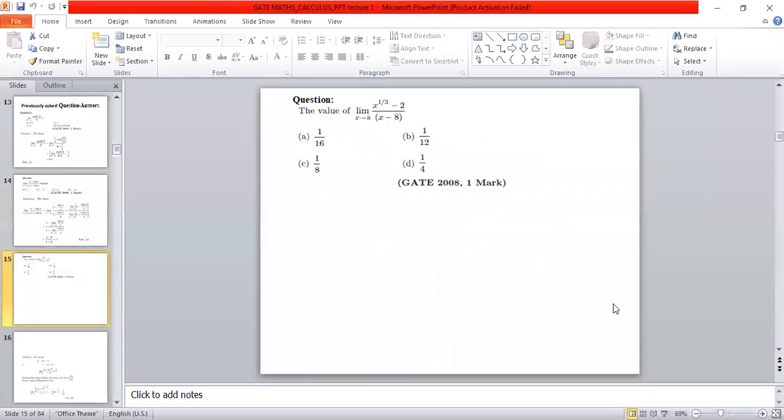Next, I want you to solve this. Please bring your paper and pen fast and write down the question. I'll give you 2 or 3 minutes, and then whoever solves it, please unmute yourself and tell me the answer. Write down the question: the value of the limit as x tends to 8 of x raised to 1 by 3 minus 2 upon x minus 8. This was asked in 2008 for 1 mark. Please solve it. Whoever solves first, please unmute yourself and tell me the answer. We'll check the answer and I'll tell you the correct answer also.